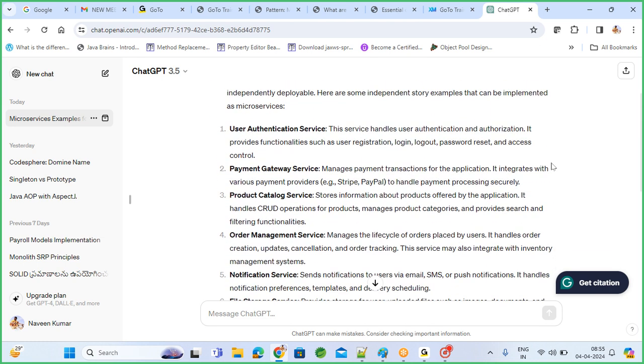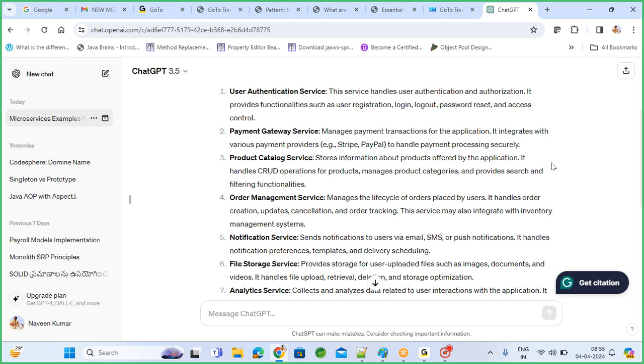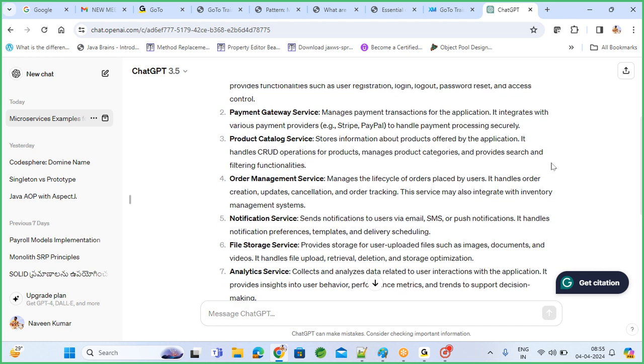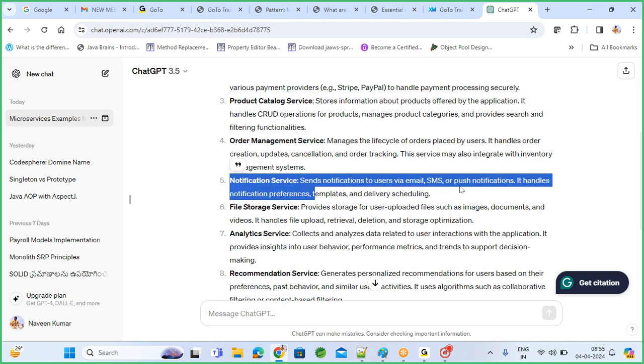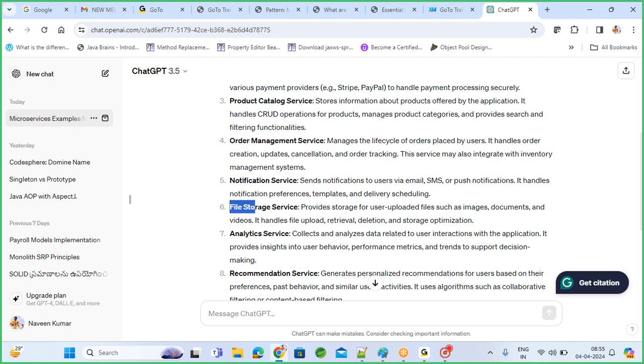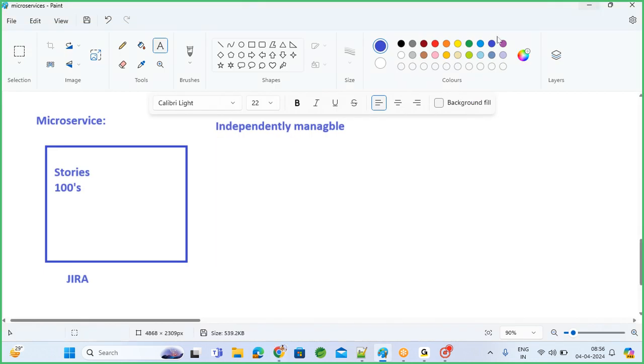User authentication service which handles login, logout functionality, payment gateway service which handles payments, product catalog service which maintains the store information, order management service which maintains all the order details, notification service to send notifications, emails, and file storage. I want to store user reports or documents or images related to a product in a blob somewhere. You have a storage system separately. Analytics services you can implement separately. See, you can take that as an example.